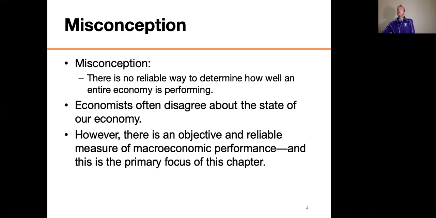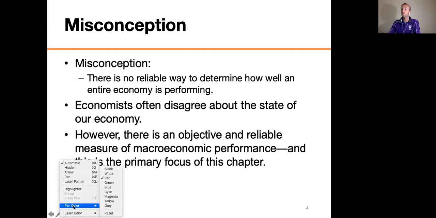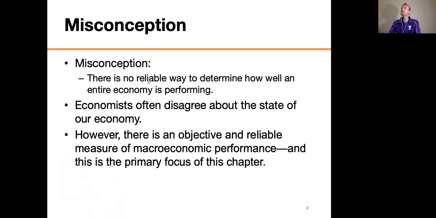Okay, so one of the misconceptions that the book states is that there's no reliable way to determine how an entire economy is performing. There's really no reliable way to determine how well an entire economy is performing. Economists, it's true, often do disagree about the state of our economy. However, there is an objective and reliable measure of macroeconomic performance, and that's the primary focus of this chapter. It's the thing that we hear all the time, right? GDP, gross domestic product. We're going to learn about what that is, how they measure it, and whether it's a good measurement or not.